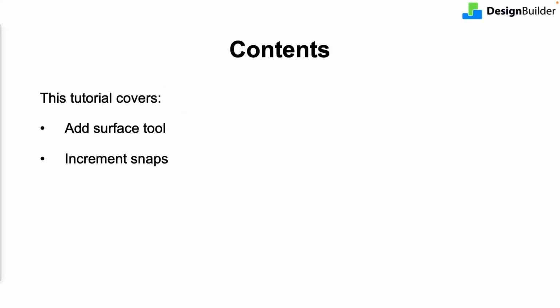Hello! In this tutorial, I'll show you how to modify a block perimeter without redrawing it. To do that, I'll use the Add Surface tool and Increment snaps.